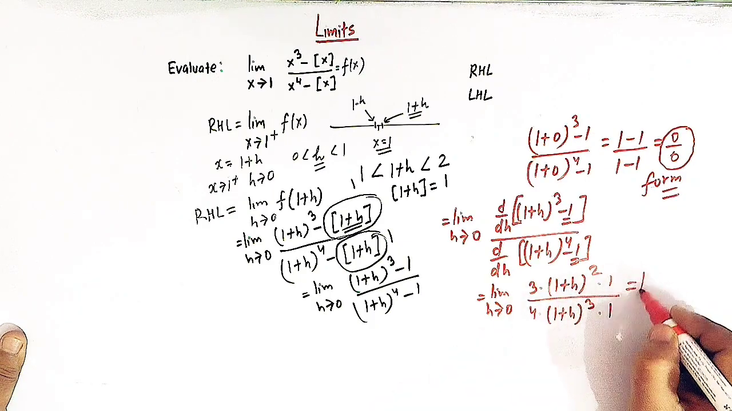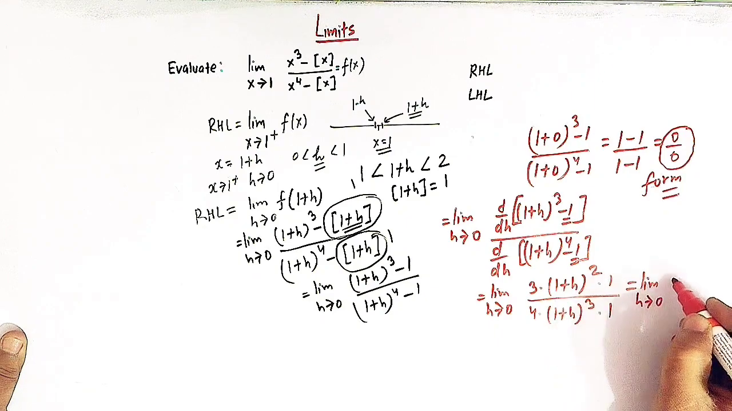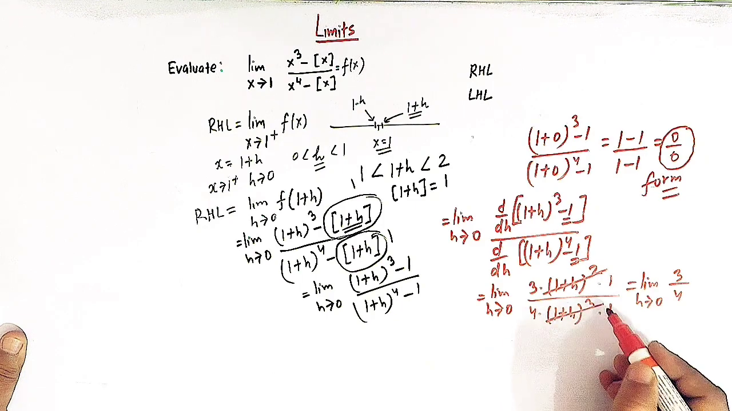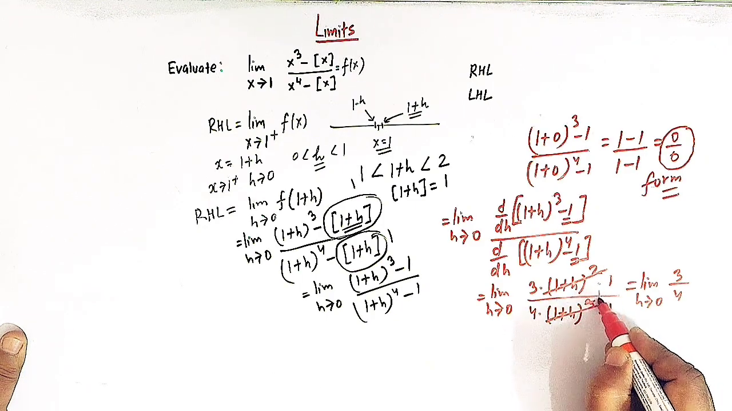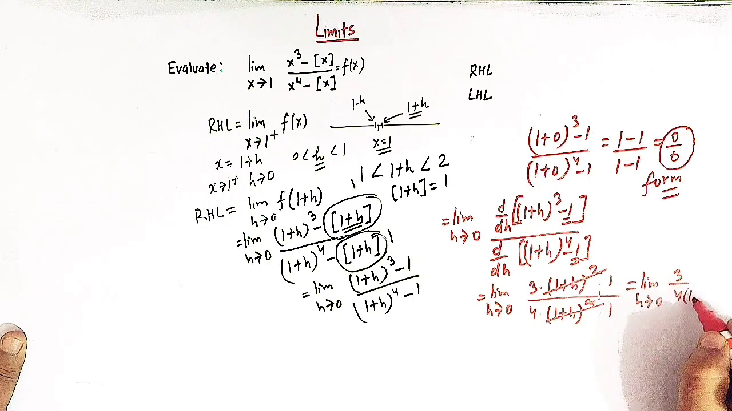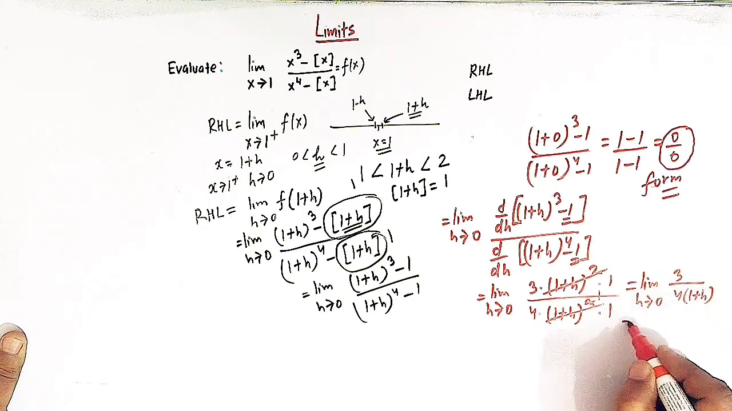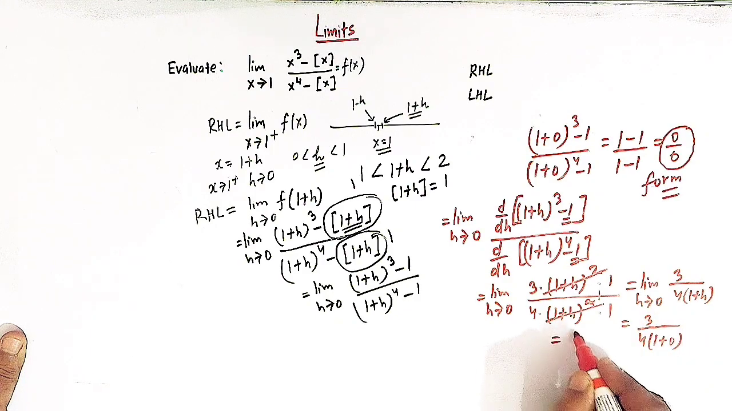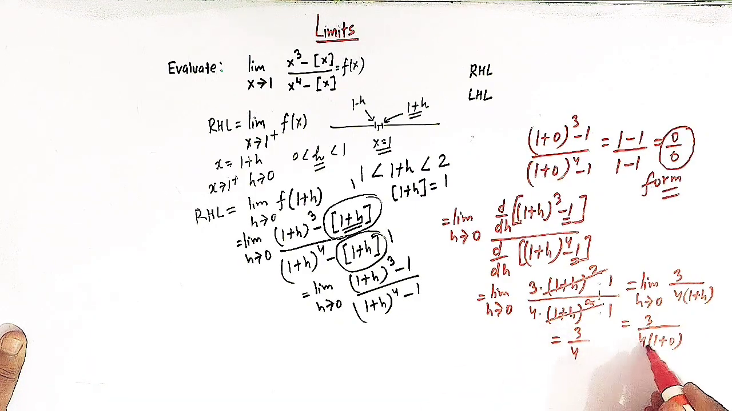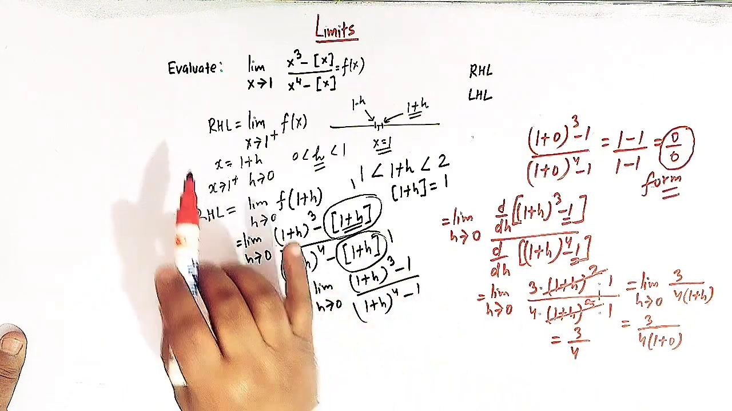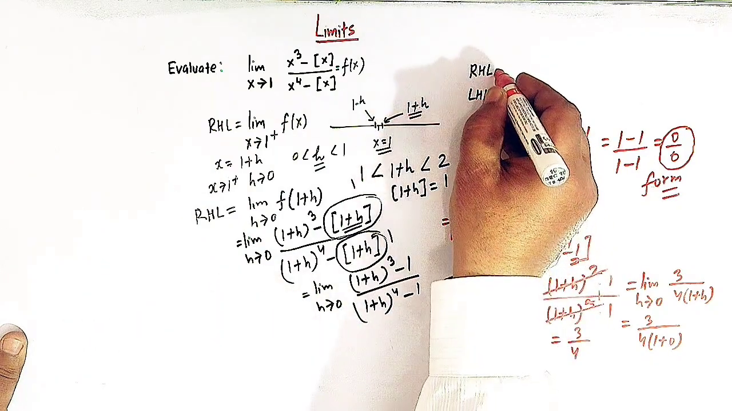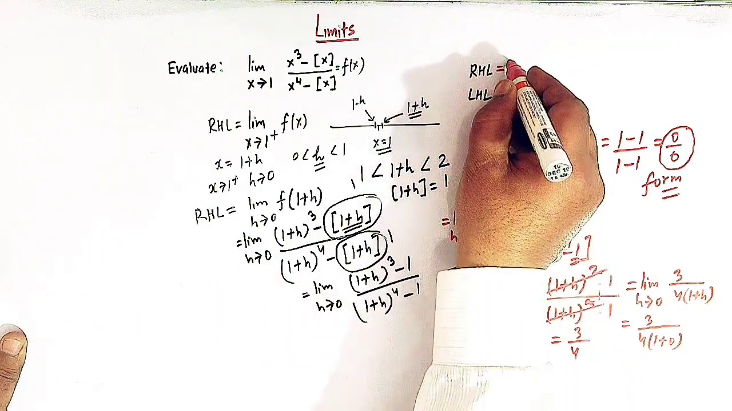So now we have limit h tends to 0 of 3 over 4, and here this quantity gets cancelled with this one, and we are left with only power 1, right? So we have 4 times (1 plus h). Now taking h equal to 0, here we have 3 by 4 times (1 plus 0). So this is 3 by 4, right? 4 times 1 is 4. So the right hand limit of this function when x approaches 1 is given by 3 by 4.